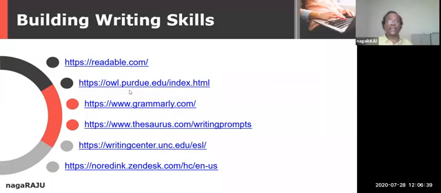Readable.com. Purdue is the name of a university. Purdue Edu has lots of writing exercises at various levels and it's a very good site. Grammarly is again one of my favorites. I've been using it for a very long time. This thesaurus.com, I'll come to you and I'll show it to you. I think it is beautiful because it begins from vocabulary level to a much bigger, higher level. Writing Center for teachers, extremely useful. Right, Zendesk. Let's see one or two of them.